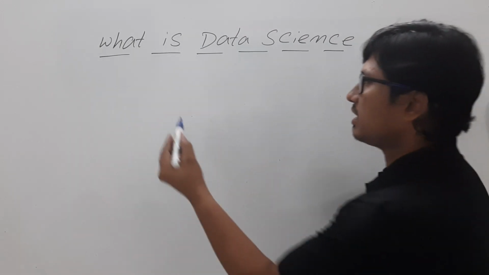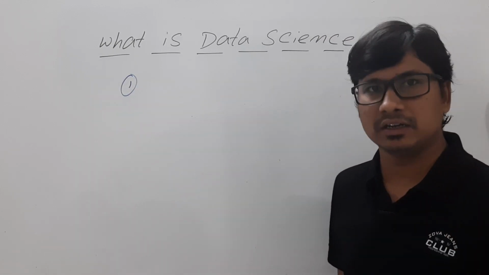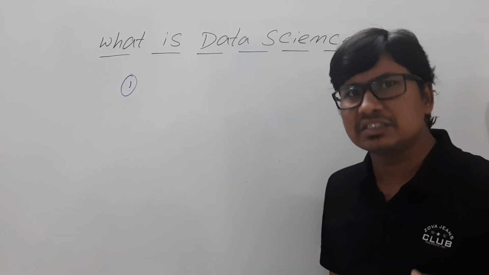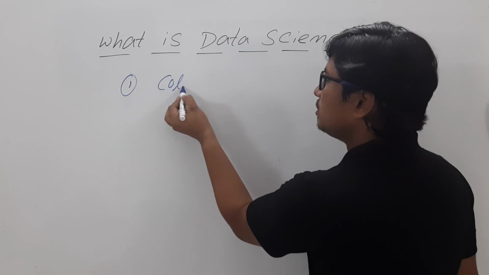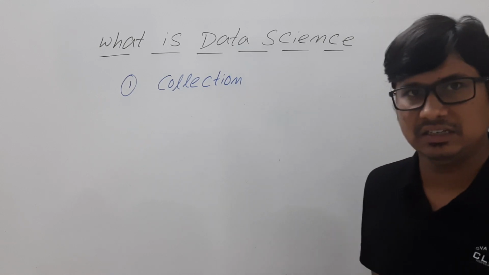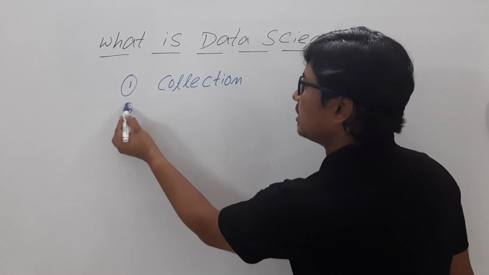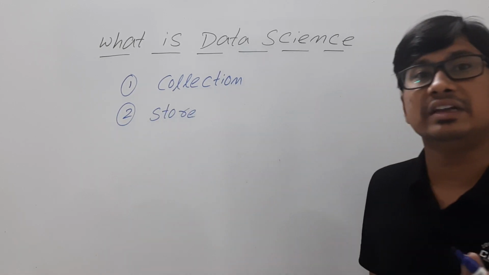The tasks such as collecting the data, because if you want to perform any particular task, first thing you should have the data. If you do not have the data, you need to collect the data. So data science will have the data collection task. Once you have collected the data, you need to store the data. So the next task which is involved is storing the data.